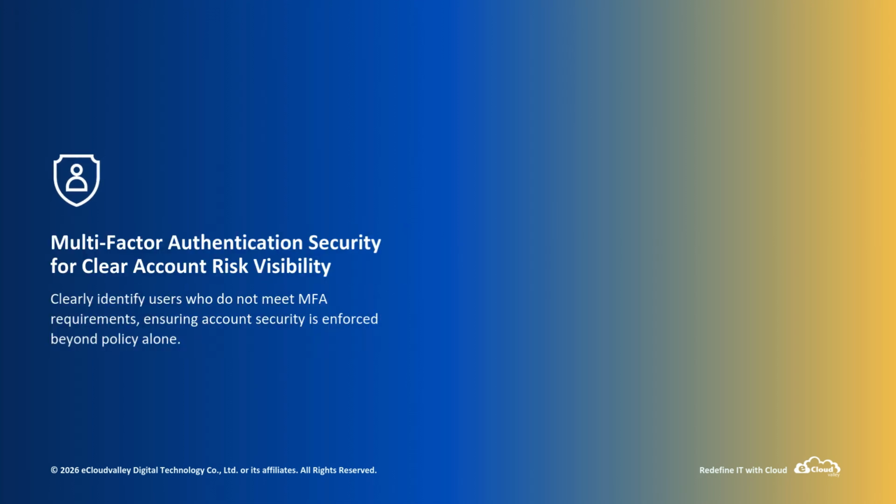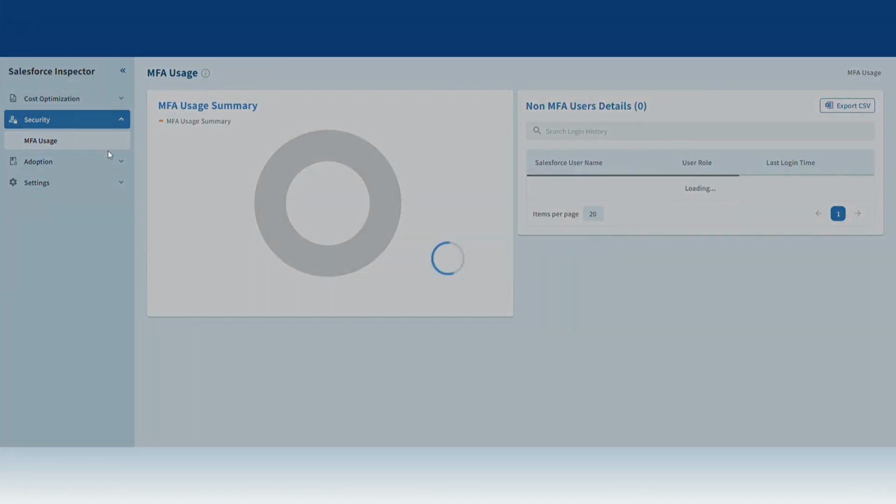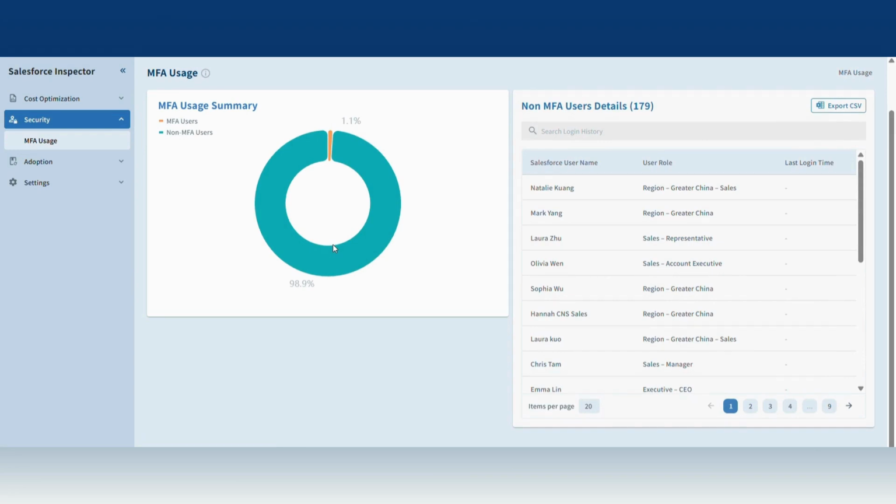Next, let's move on to the second key area, multi-factor authentication, or MFA. In Salesforce, MFA is no longer a nice-to-have, it's a basic and necessary security requirement. But in real-world environments, many organizations run into the same challenge. You may know that MFA is required, but you don't always have clear visibility into who still hasn't enabled it. On the left side of the screen, you'll see an overall view of MFA adoption, giving you an immediate sense of the current enablement status across the environment.